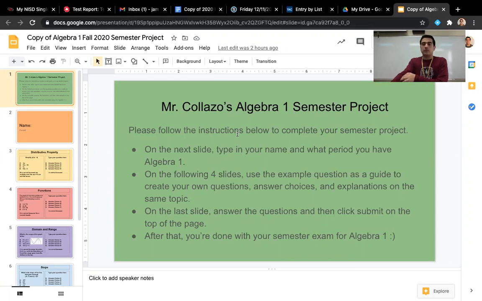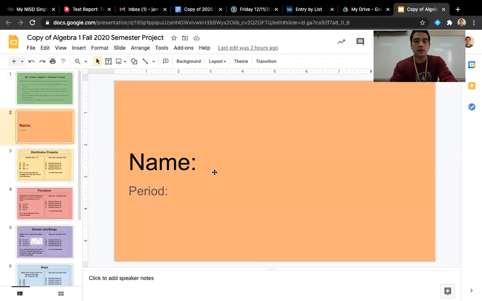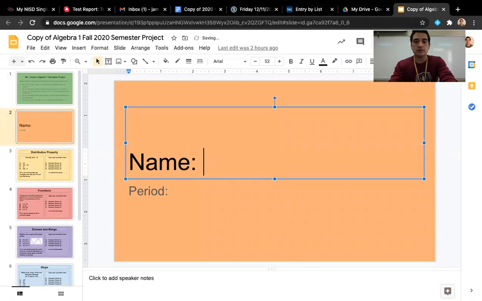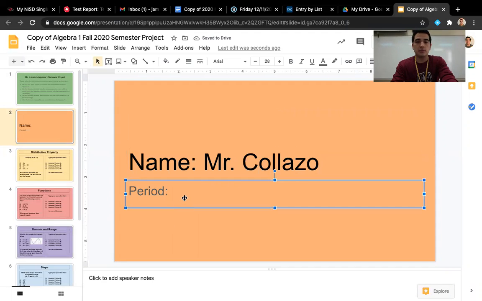My Algebra 1 semester project. All the instructions that you need are right here. All you need to do is go line by line and you'll be done with it. The first instruction says, on the next slide, type in your name and what period you have Algebra 1. So I would click the little box and type my name, and then type the period. This is 8th period, so 8th period.